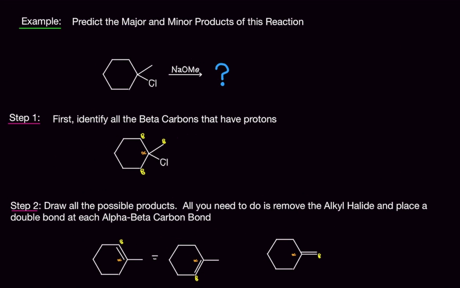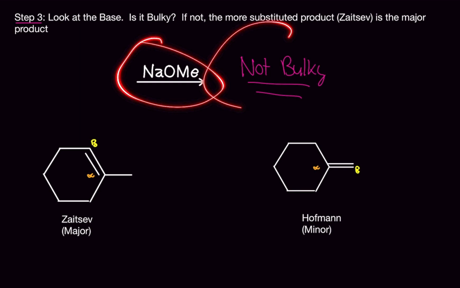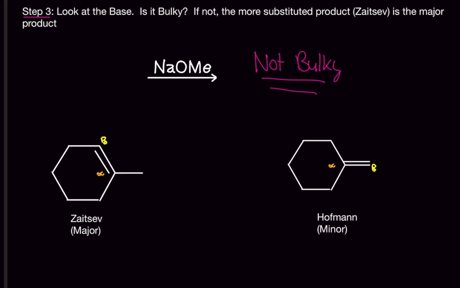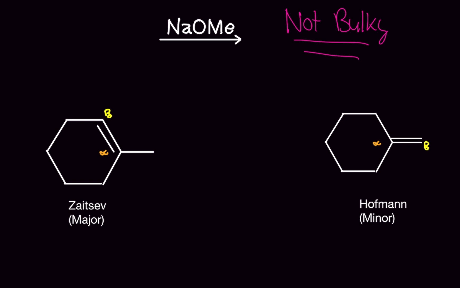Okay, now look at the base. Is it bulky? If it is not, the more substituted product, the Zaitsev, is the major product. So sodium methoxide is not bulky. So indeed, like I said, the Zaitsev product, which is the more substituted product, is the major product. Okay, so let's look at these two molecules here.